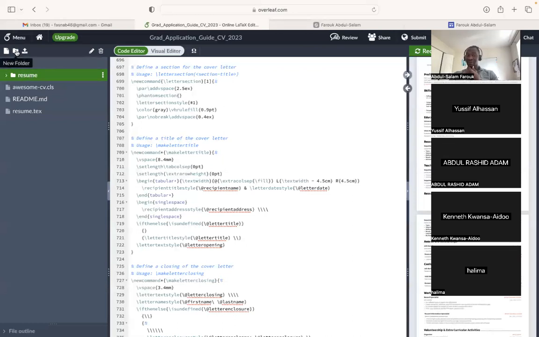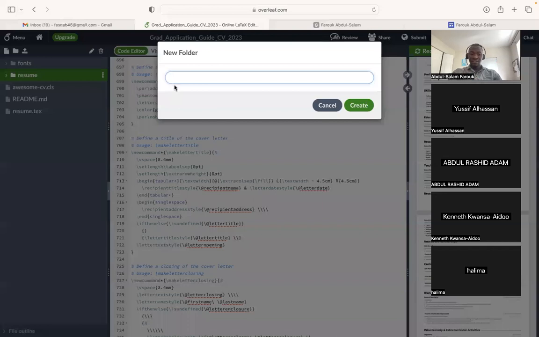To create a folder, you just go here and click on new folder. When you click on new folder, you just name it resume, and click create, and that will create the resume folder for you. Very, very simple.